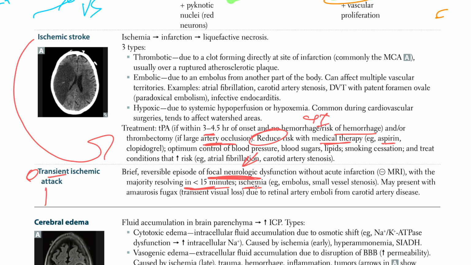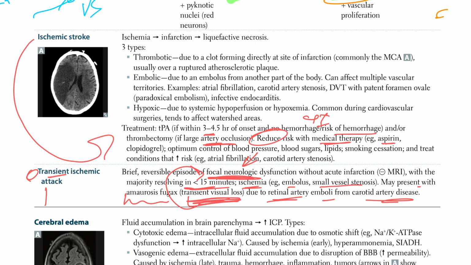Well, when you have ischemia, for example, embolus or small vessel stenosis, it may present with amaurosis fugax, which is a transient visual loss. Imagine that, and it comes back after 15 minutes. Wow. It is due to retinal artery emboli from carotid artery disease. Okay, so this is what we have.